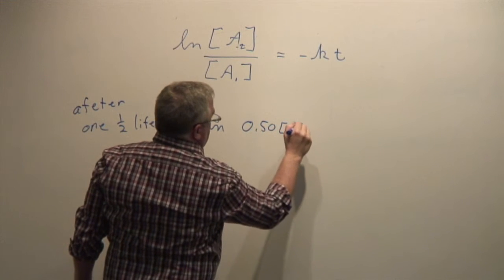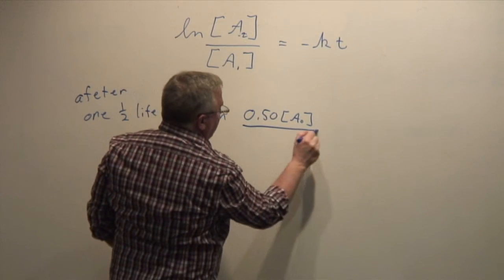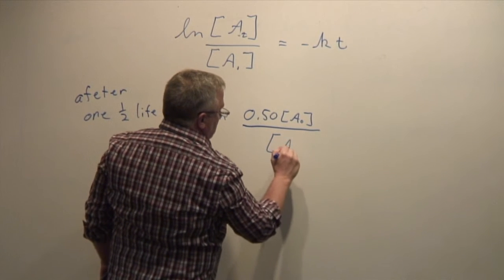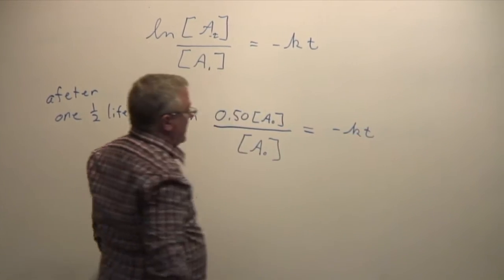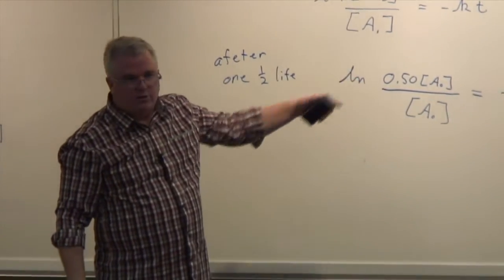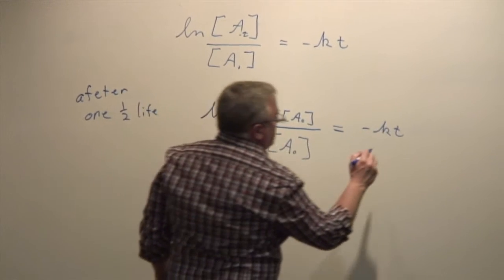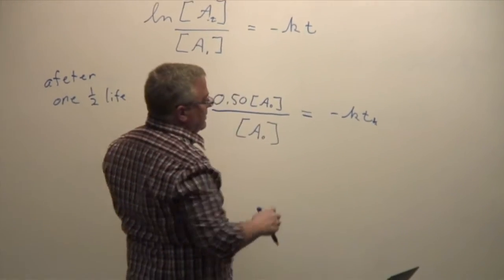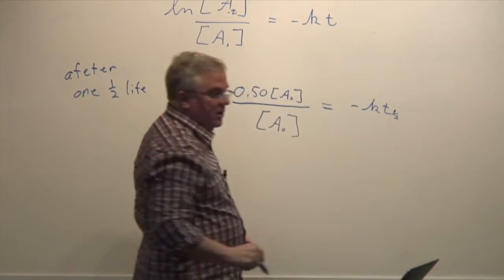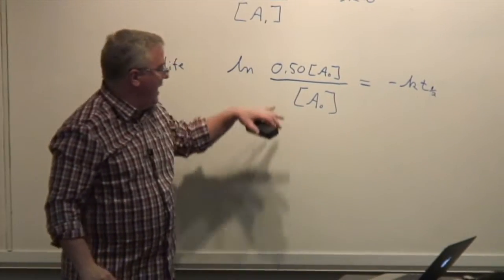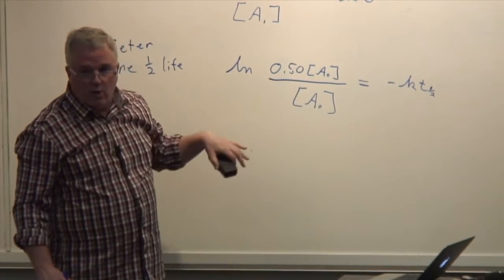We know that the concentration at time t after one half-life is going to be half of the initial concentration. And this is still going to be equal to minus kt. Our A naughts will cancel out, and we end up getting, I'm going to put t half here. So at t half, our concentration of our reactant is half of what it was at the beginning.